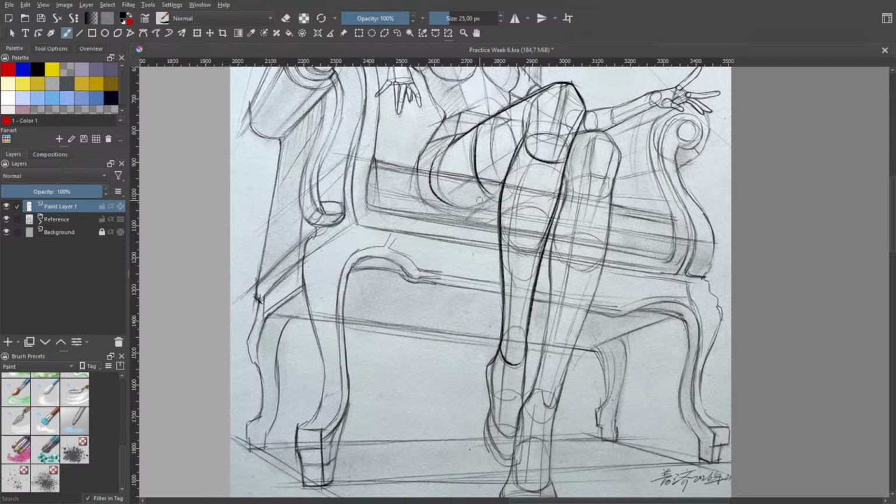I like this a lot. I like the way he describes form. I like the way he does the perspective. Whoops.